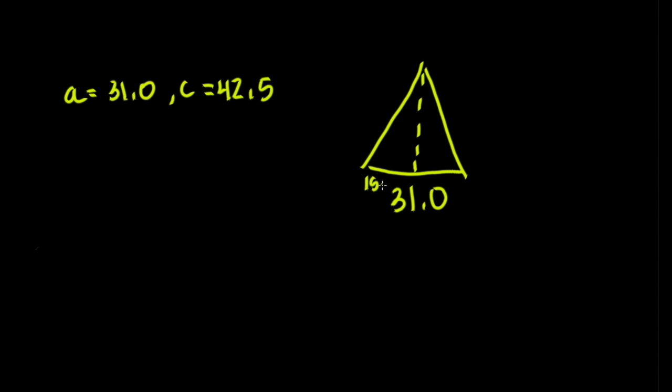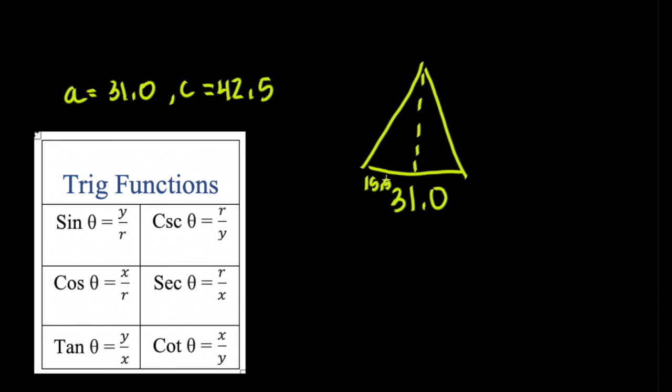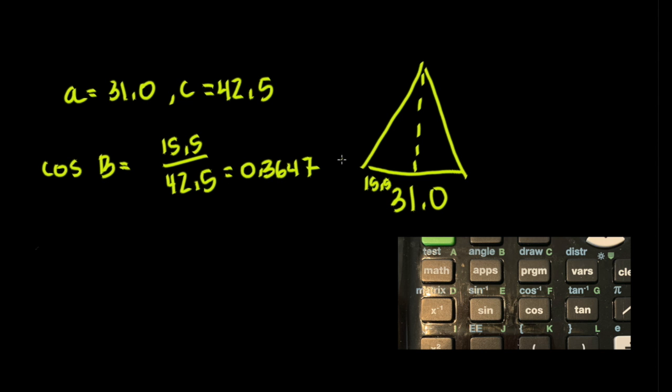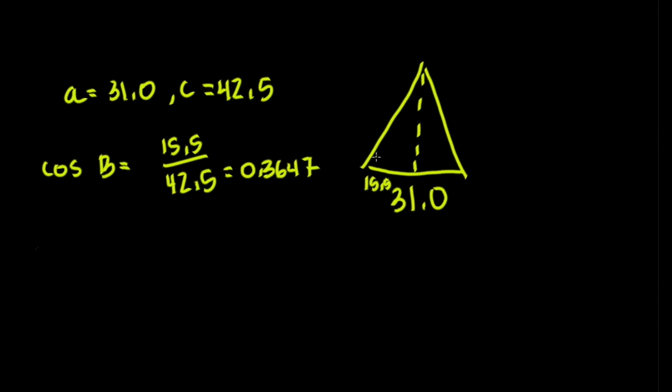Now, in order to find the measurement of angle B, we need to use trig functions. Since the two values that we know are the same that we need to know for cosine, we are going to use this function. So the cosine of B equals 15.5 over 42.5. This equals 0.3647. Use the small blue function above the cosine button on your calculator, and you will see that the measurement of angle B is 68.5.